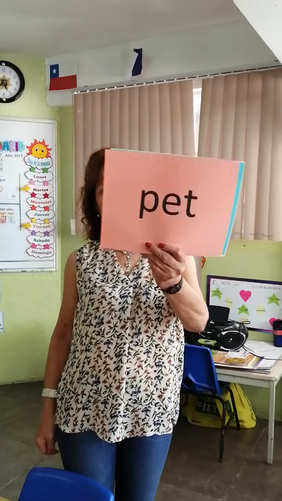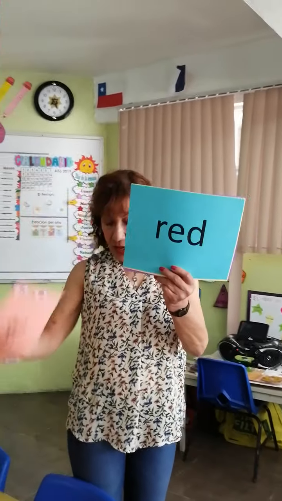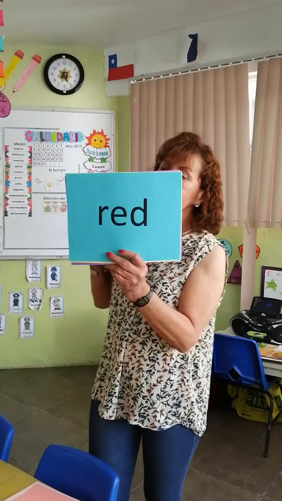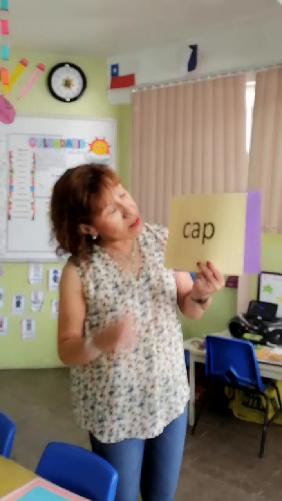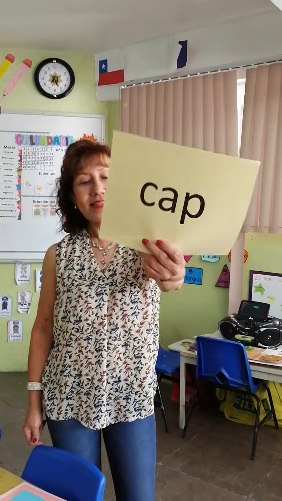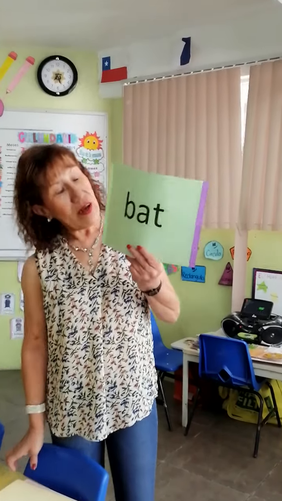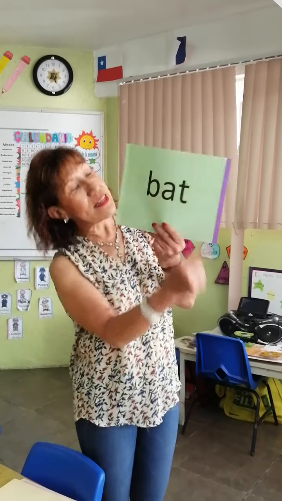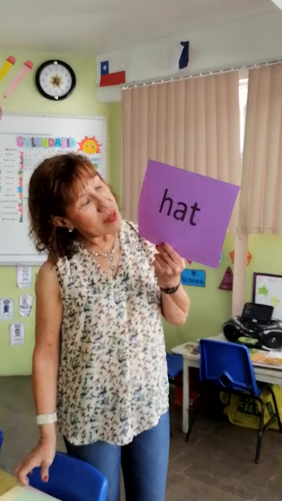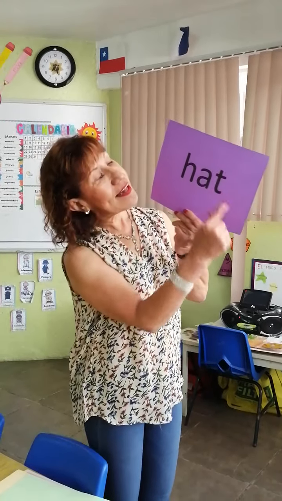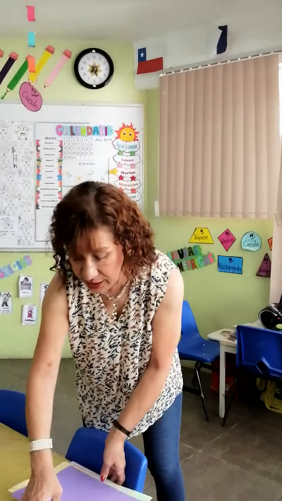Let's continue with this. What does it say here? Pet. Okay, spell it please. P-E-T, pet. Very good. We have here, red. Can you spell it please? R-E-D, red. Very good. Now, we have here another word. What does it say, kids? Yes, cap. Can you spell it for me? C-A-P, cap. We have 2 more words today. What does it say here, kids? Bat. Can you spell that, please? B-A-T, bat. Good. And now this. What does it say here, kids? Hat. Okay, spell hat, please. H-A-T, hat. Perfect. You have to study these words, kids.